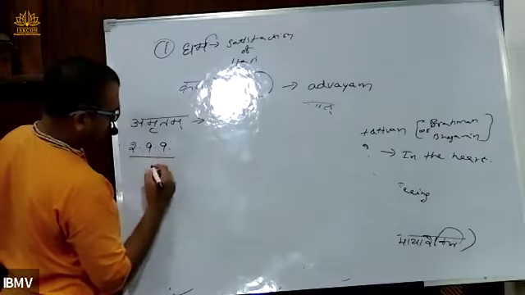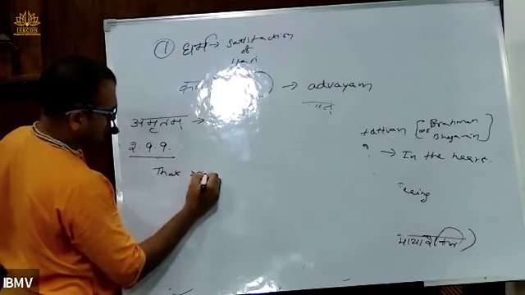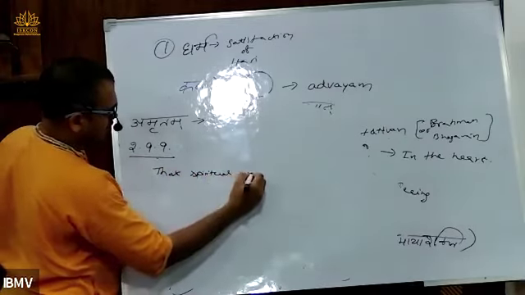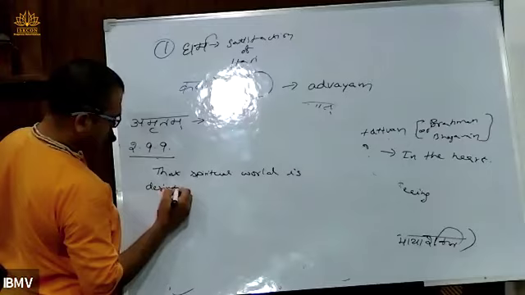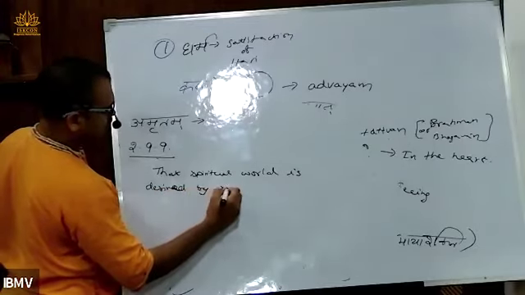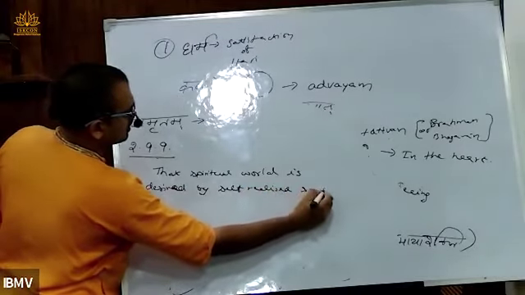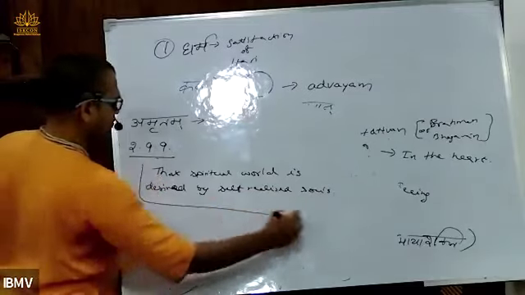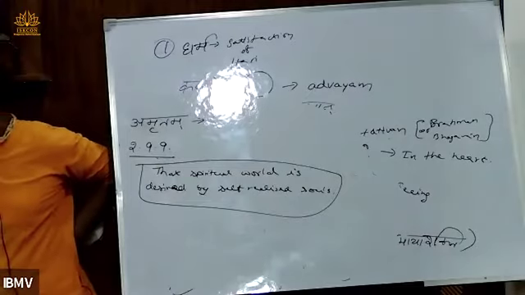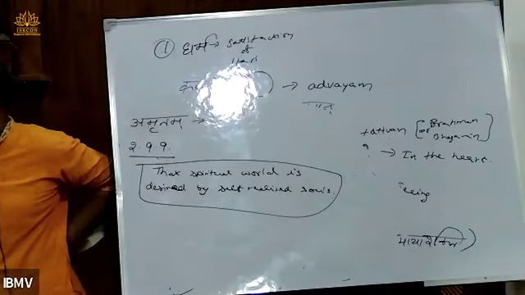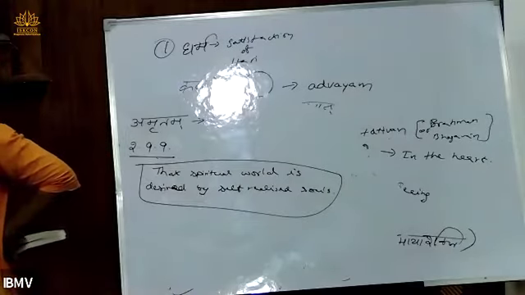So what is this sloka saying? That the spiritual world is desired by self-realized souls. That means what? Self-realized souls don't like any material things, yes or no? If they liked them, they could not be known as self-realized souls. That means they are already beyond the material objects, but they are desiring that place.